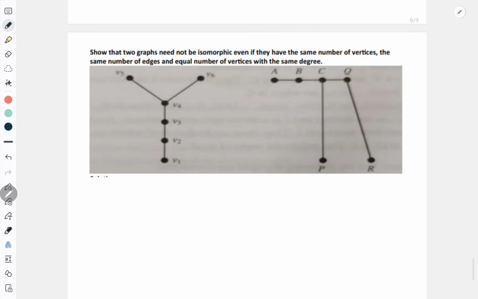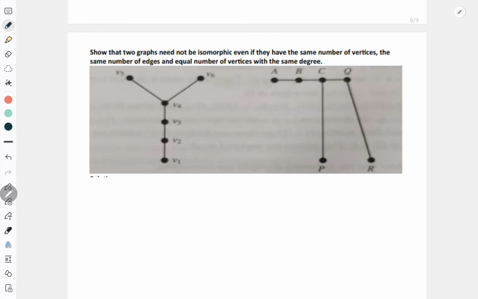Again, a very beautiful question. Now these two graphs, they are saying show that the two graphs need not be isomorphic even if they have the same number of vertices, the same number of edges, and an equal number of vertices with the same degree. That is what I told you. It is necessary but not sufficient. See, in these two graphs, I have the same number of vertices, the same number of edges, and if I write the degree count also, we are getting the same.